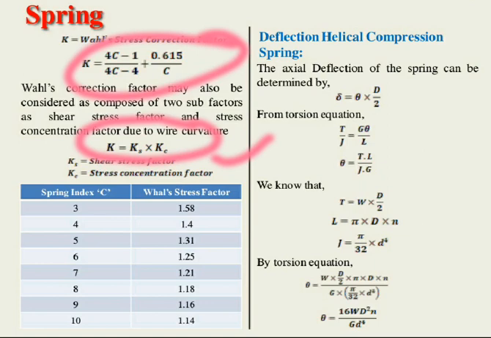Spring index C will be, I have given you a table here, that is spring index with Wahl's correction. If the spring index is 3, then the Wahl's stress factor will be 1.58, if 4, 1.45, then 1.31. There are certain values of spring index and related values of Wahl's correction factor. That means we simply put the value of spring index in this equation and calculate the whole equation by putting each term, and then we will get this Wahl's correction. So I have calculated a few terms which are given in this table.